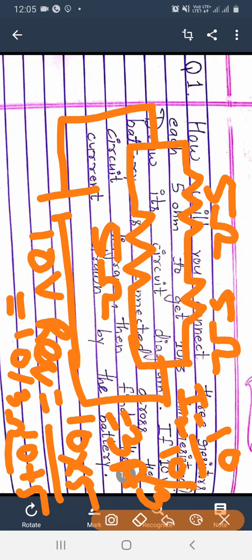So this is about how to think to get the required answer or result. Read the question once or twice and think how you can connect these resistors to get 10 by 3 ohm. So here is the solution.